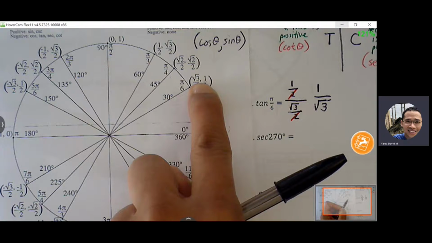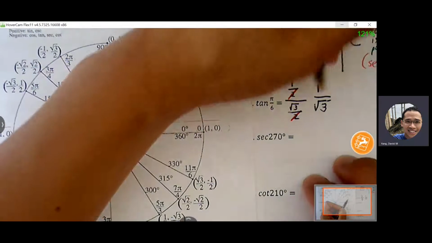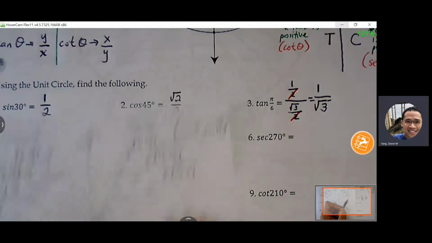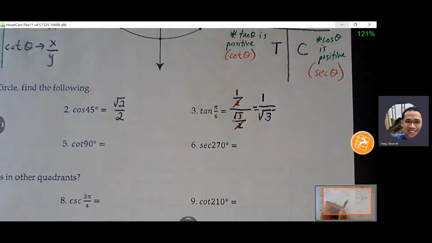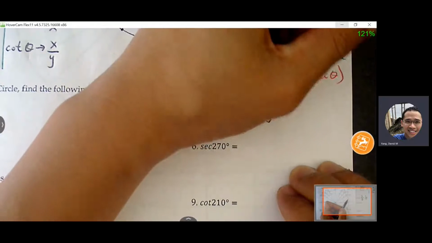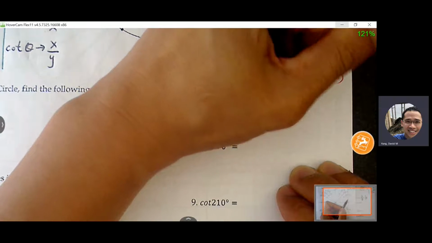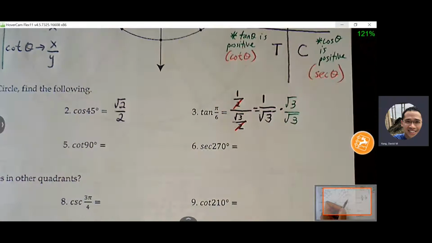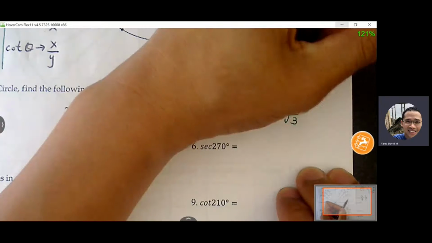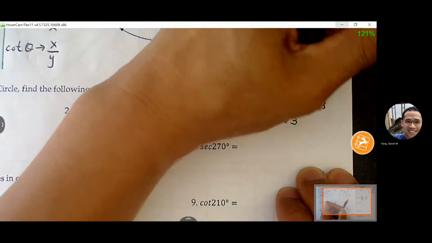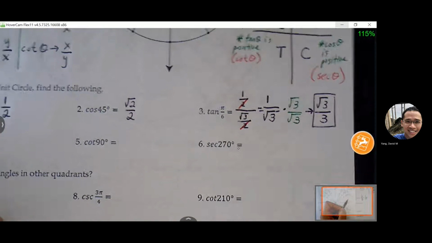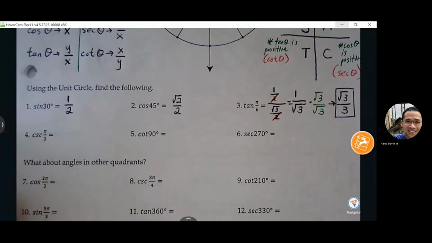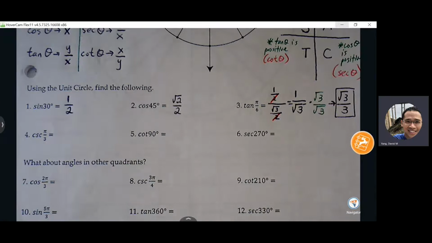So 1/√3. So that's a quick way to kind of get that answer, but we are going to rationalize the denominator. So what can we do to clean this up a little bit? Okay, multiply top and bottom by √3 just to get that rationalized denominator. Any questions so far? Okay.